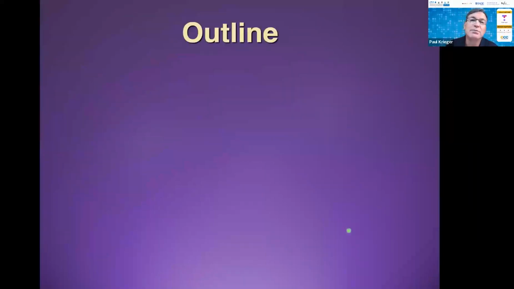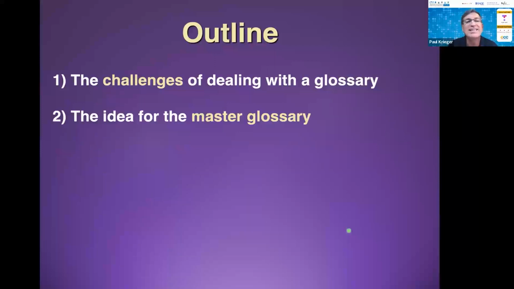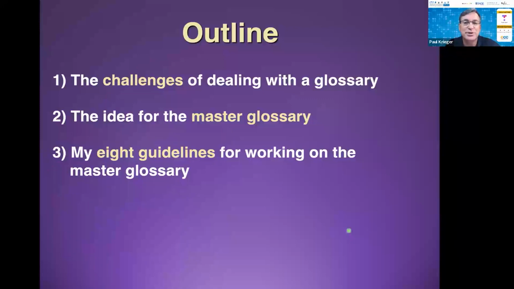So as you look at this, we want to talk about a simple outline. The first thing is the challenges I had of dealing with a glossary. I'll just briefly mention a few of those. Second thing is, what is my idea for the master glossary? This wasn't really my original idea, but was my editor's original idea, and I'll mention that as well. And then from that master glossary concept came up 8 general guidelines for working on the master glossary. I'm just going to share those with you today, and that will be followed by a Q&A at the end.